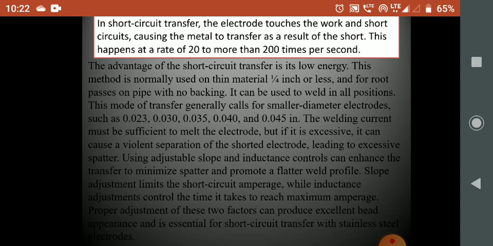So for this we can maintain the slope. The slope adjustment limits the short circuit amperage, while inductance adjustment controls the time it takes to reach maximum amperage. The proper adjustment of these two factors can produce excellent bead appearance and is essential for short circuit transfer with stainless steel electrode. So this is the kind of better quality product that we can expect from this short circuit system.